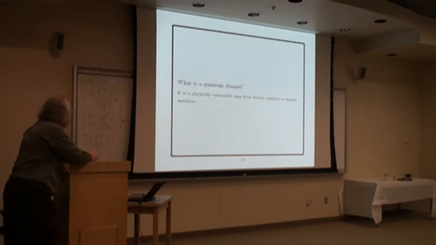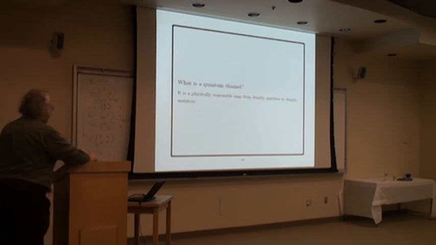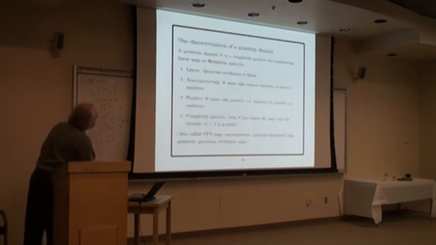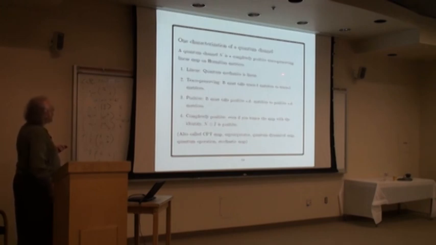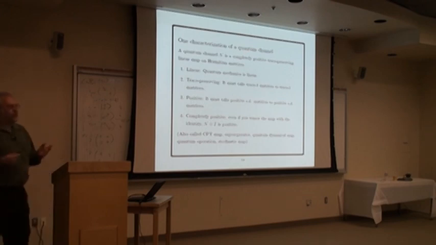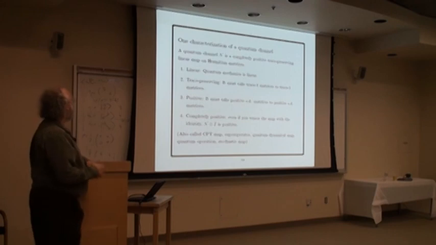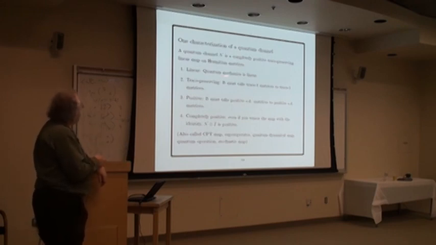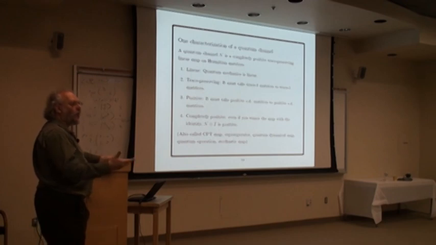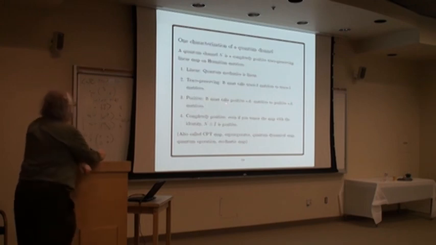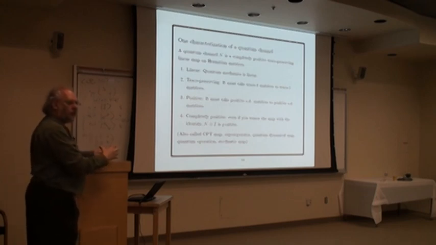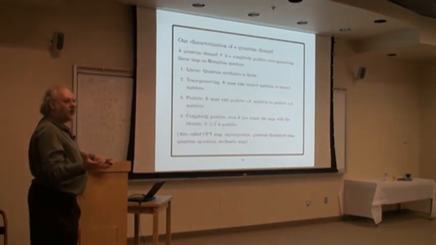So I haven't put in the corresponding channel yet. It's a physically reasonable map from density matrices. So what's physically reasonable? Well, it has to be a linear, completely positive, trace preserving map on Hermitian matrices. So why linear? Well, quantum mechanics is linear. So anything we can do with quantum mechanics is going to have to be linear. Trace preserving must take trace one matrices to trace one matrices. We call density matrices, which are quantum states, trace one. Positive must take positive semi-definite matrices to positive semi-definite matrices. And completely positive means if you tensor the map with the identity map, N tensor I stays positive. So that says, look at a joint system where you apply this channel to part of the system, and you don't do anything to the other part of the system. This still has to be a reasonable quantum channel.